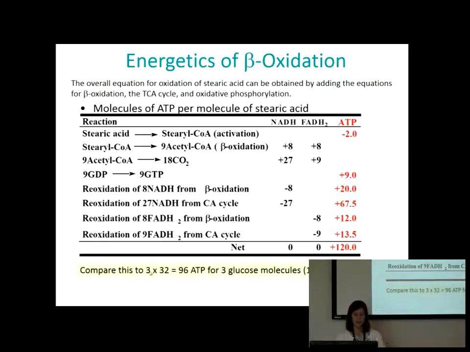So what we're going to do is multiply. Let's use 3 glucoses so that the number of carbons are the same. And let's use the higher number so we have a fair comparison. So 3 times 32 is 96 ATPs. So we get more energy out of our fats than we do from our glucose. So if you want to have more energy, you should eat more fats.